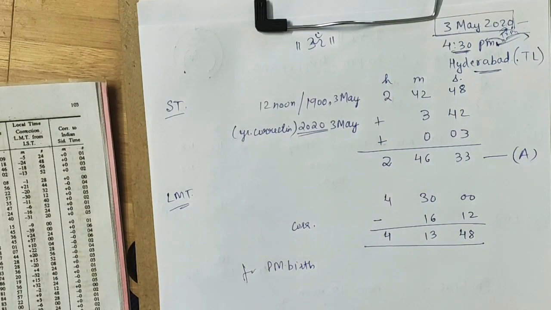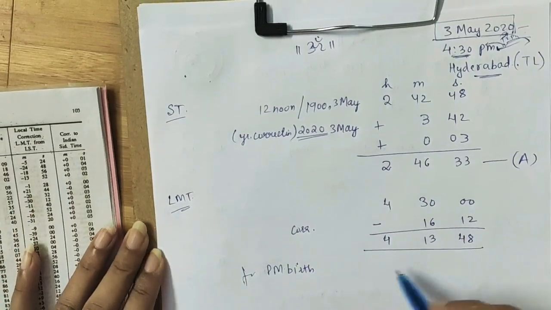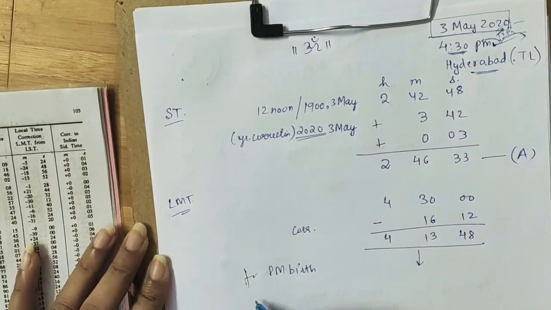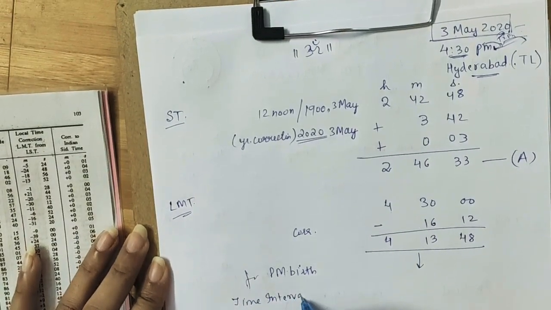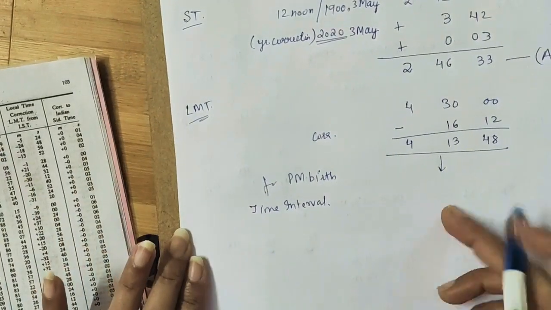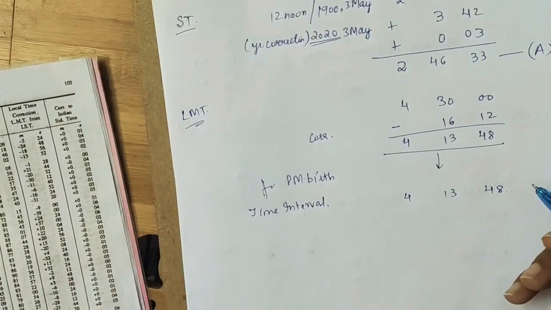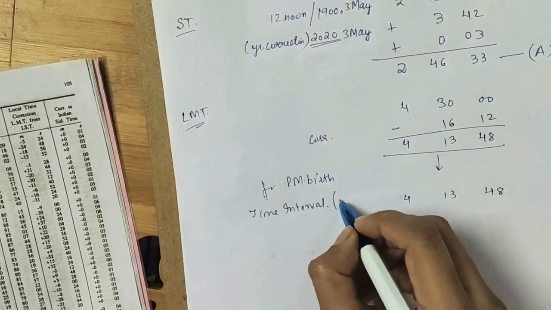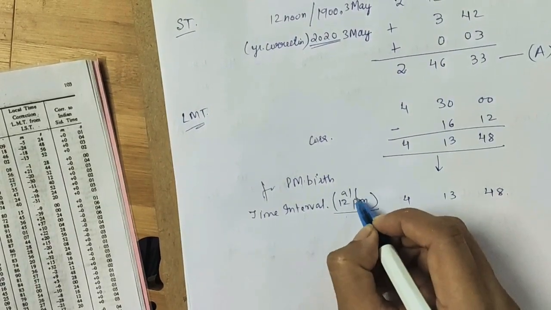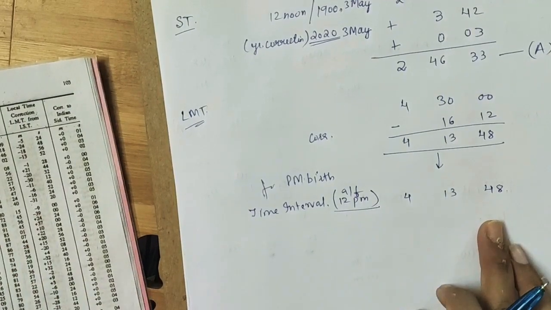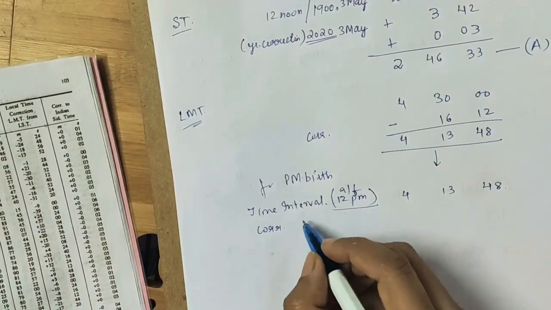we can rightly consider the LMT value as it is for the time interval. For the time interval, we will note this value as it is, no change. Okay, because it is the post noon birth. After 12 PM birth, we'll note down the time as it is. Now we have to do the correction for the time interval also.